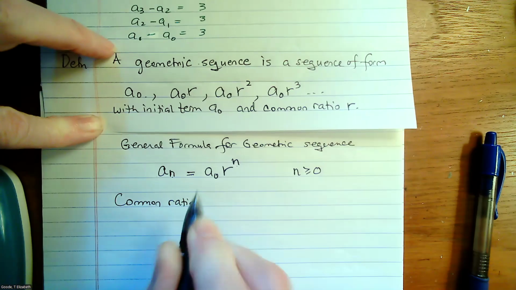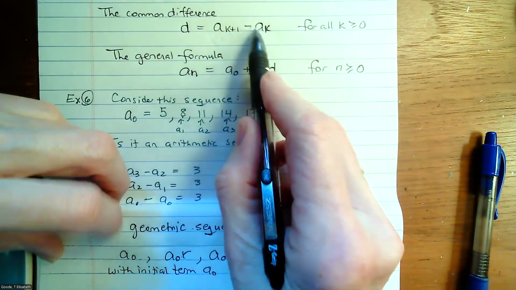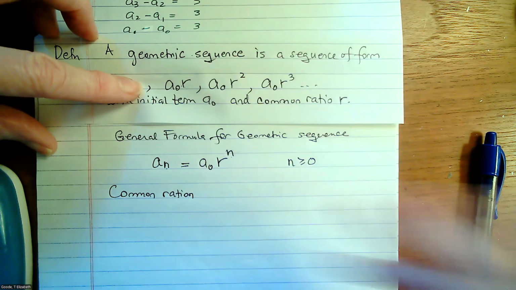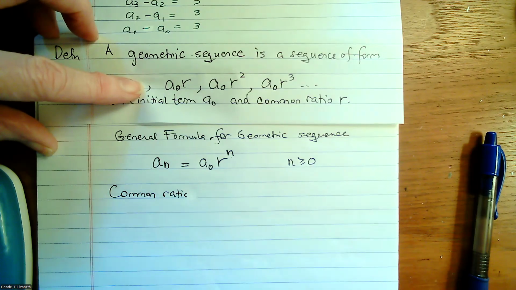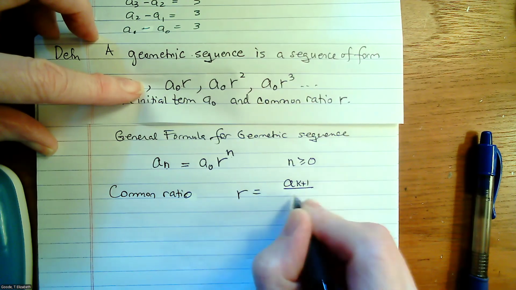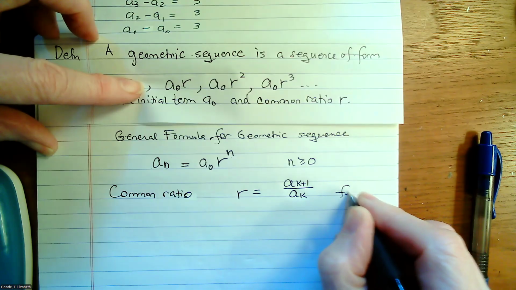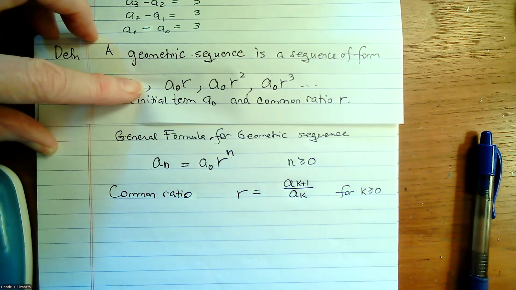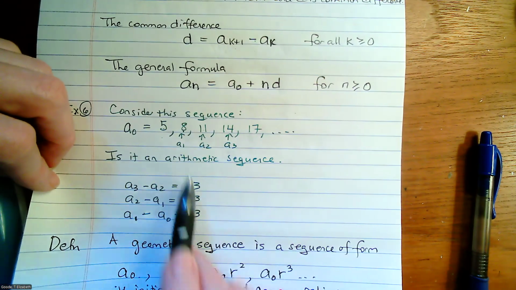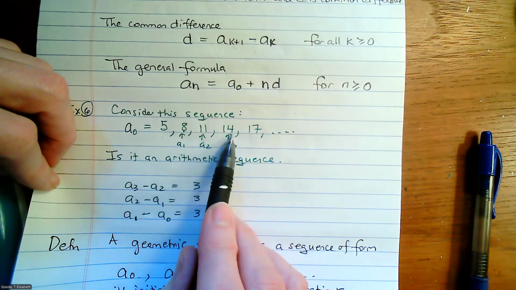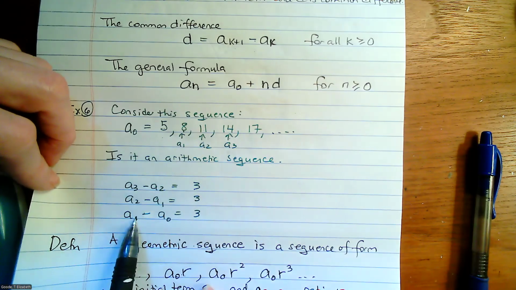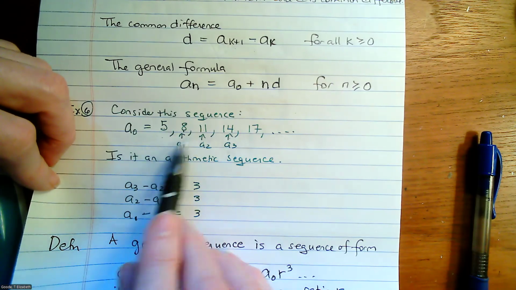And that common ratio, well, the common difference was a term minus the term before, but that was because we were adding D. The common ratio R is A sub k plus 1 divided by the term before. You can check it. Here in this example, we checked that A3 minus A2, A3 was 14, A2 was 11. That difference is 3. A2 minus A1, 11 minus 8 is 3. A1 minus A0 gets back to the beginning, and that difference is 3.